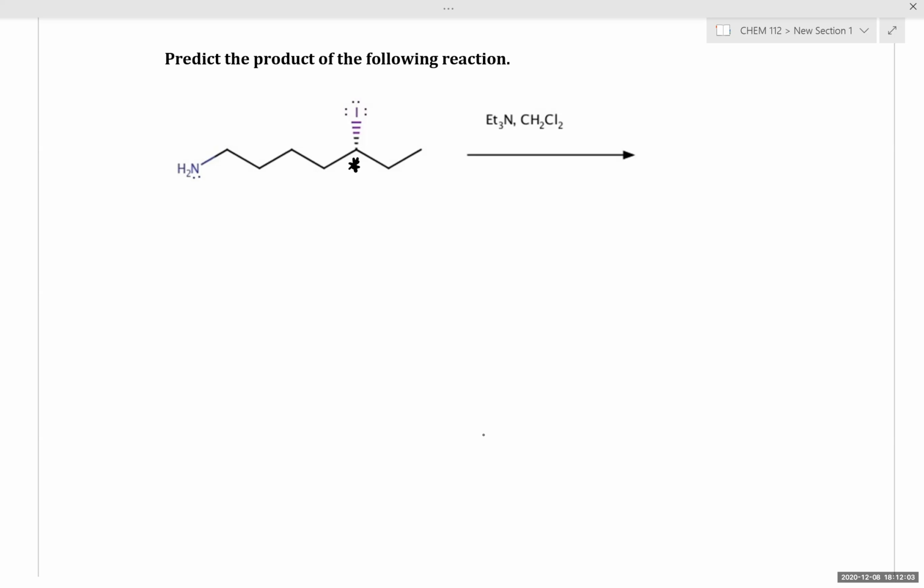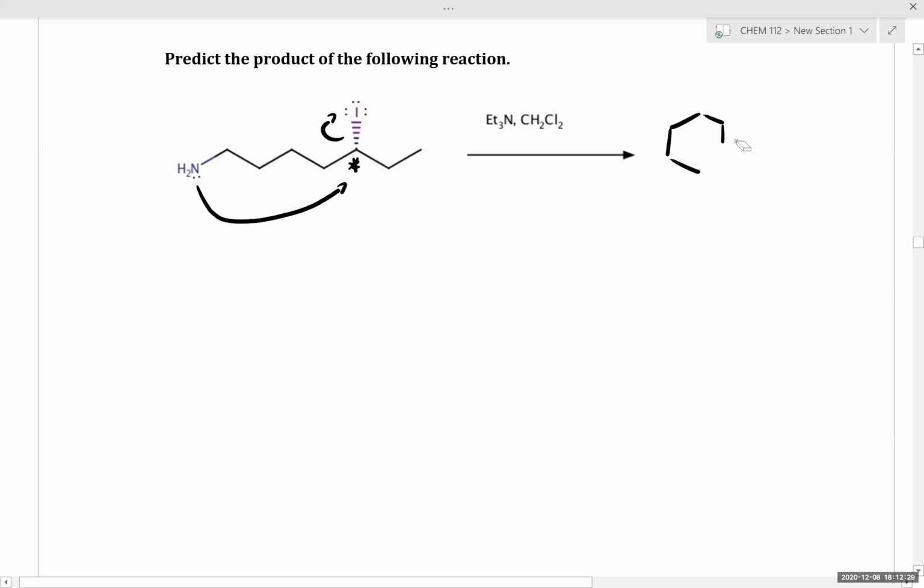Would anyone like to share the mechanism that they've come up with, or would anyone like to share the product? So we have someone mentioning in the chat, the nitrogen will attack. The iodine is displaced, and in our product, they indicate that the ethyl is dashed.